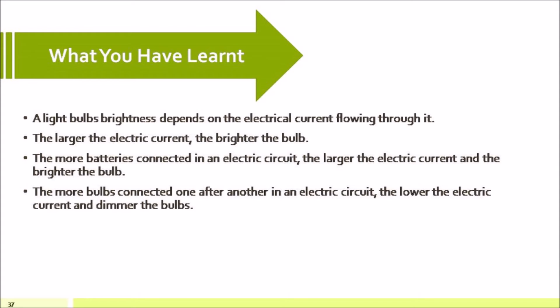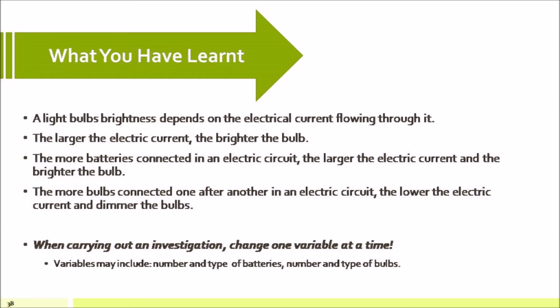Most importantly, you have to remember when carrying out an investigation, you need to change one variable at a time. The variables are as follows: number and type of batteries, or number and type of light bulbs. Remember, only choose one.